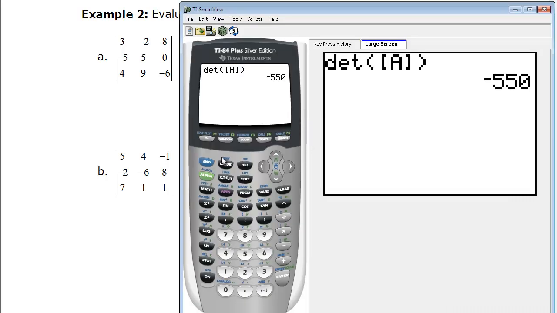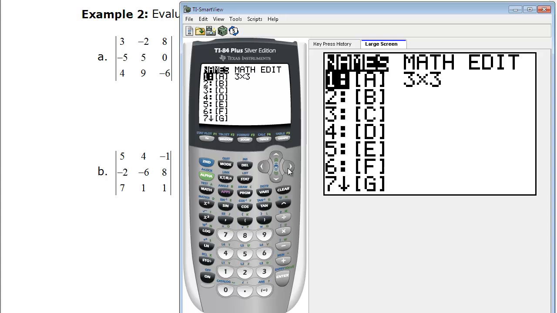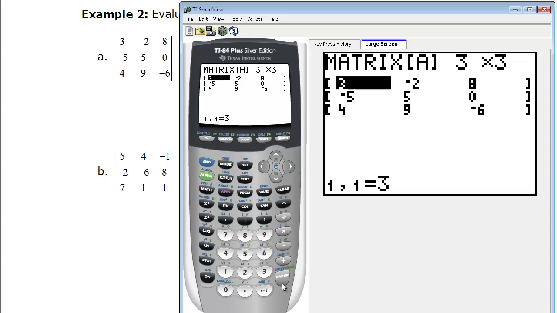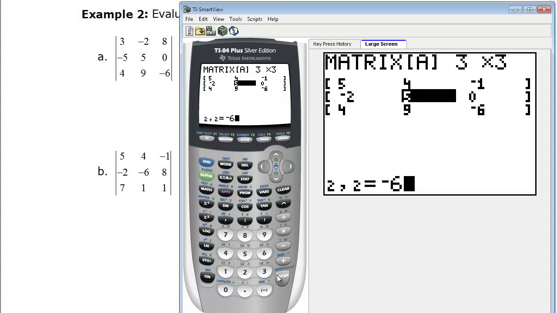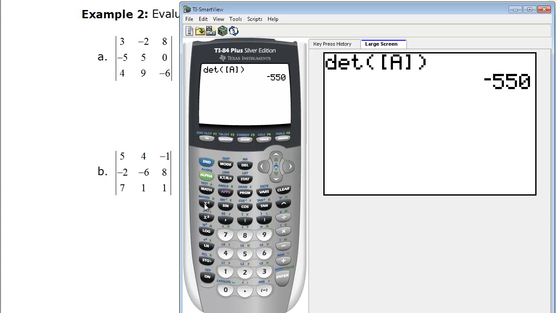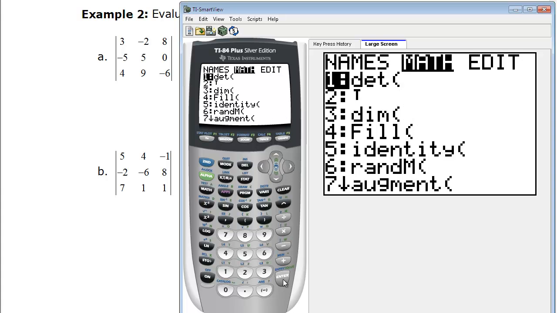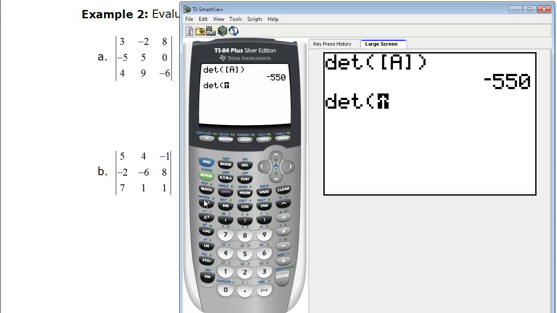So for B, we're going to start by going into Matrix, over to Edit. I'm just going to edit over the same one. So it's a 3 by 3, enter, enter. 5, 4, -1, -2, -6, 8, 7, 1, 1. And we quit. And we go second function, matrix. We edited it. Now we want to do something with it. So that's the math. And we have to tell it which one. So that's back to name, and it's A again. And the answer this time is 122.